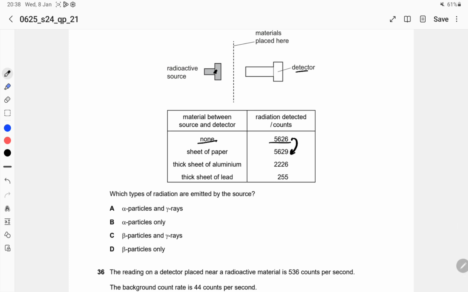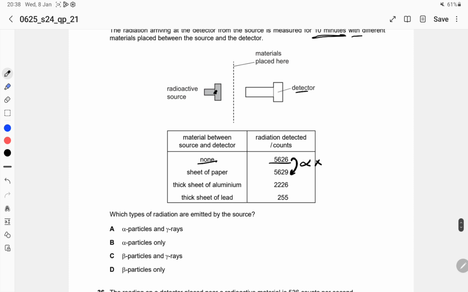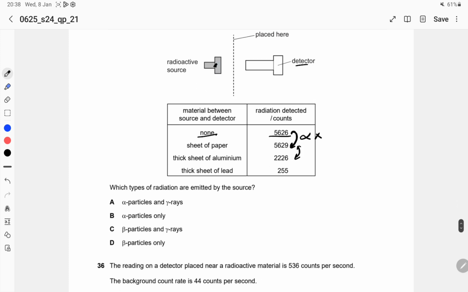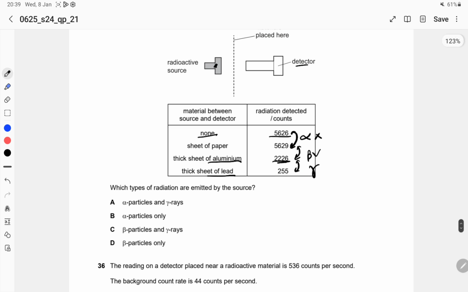With a thin sheet of paper, my count rate is not changing, which means it is not alpha. With a thin sheet of aluminium, my count is reducing by half. And with a thick sheet of lead, my count decreases significantly. If it was only gamma, then this count should not change. But it reduced, which means there is beta present. And with lead, your count decreased by a large amount, which means there is gamma.